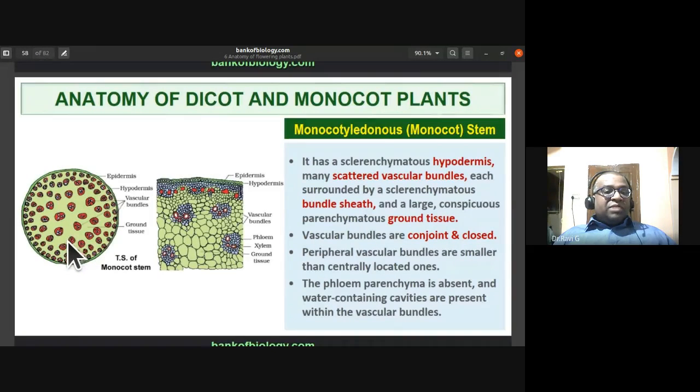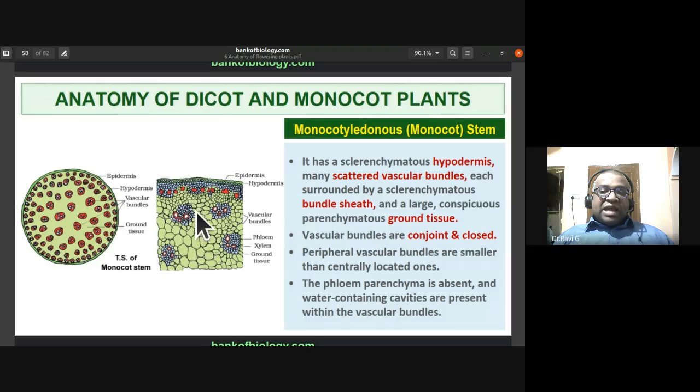So there is no difference between cortex, endodermis, pericycle. Those zones are all not here. And the enlarged section of it, you take just a small part of it and enlarge. You can see the epidermis, which is made up of barrel shaped cells. Then you have the hypodermis. Below the sclerenchymatous hypodermis, you can notice many scattered vascular bundles.